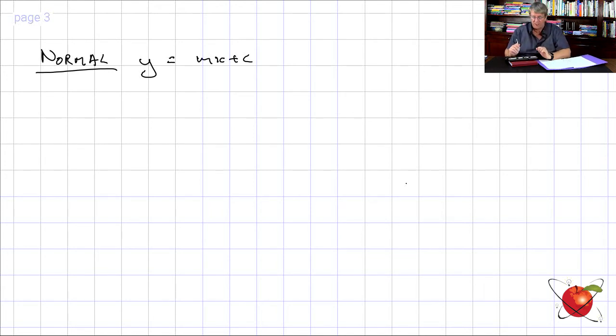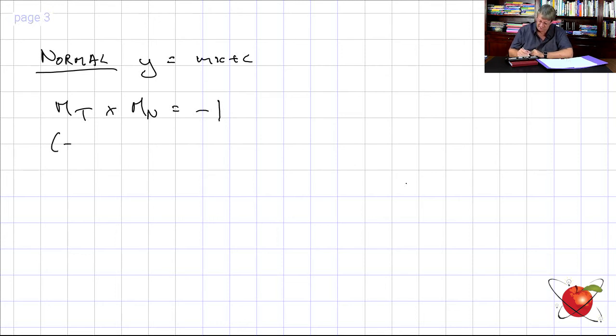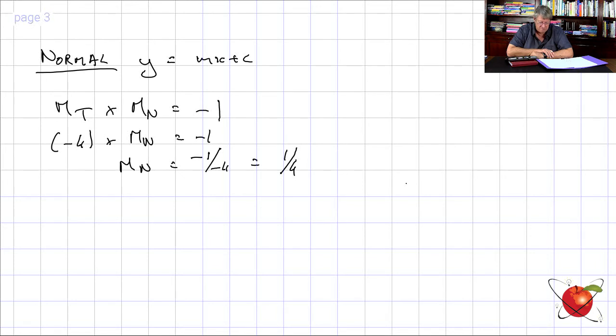And they are orthogonal. Orthogonal means 90 degrees, which means m of the tangent times m of the normal must be minus 1. Do I know m of the tangent? Yes, it's minus 4, times m of the normal must be minus 1. Therefore, m of the normal must be equal to minus 1 over minus 4, which is a quarter, which is straightforward. So I put that back in, therefore y is going to be equal to 1/4 x plus c.